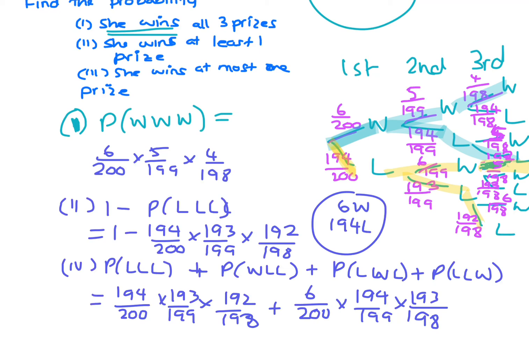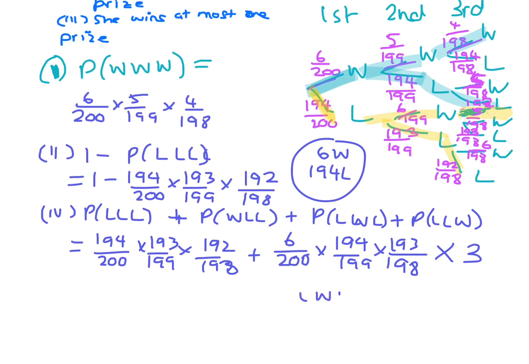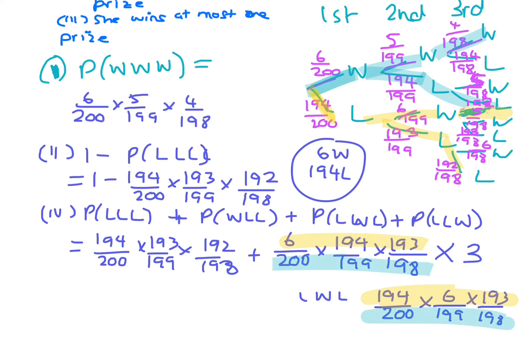And you could do the other 3, or you could realise that you could just times it by 3 because there's 3 separate possibilities. Because you look, if I do lose, win, lose, it would be 194 on 200 times 6 on 199 times 193 on 198. Do you notice that they are exactly the same on the top? They're just in a different order, and the order of multiplication doesn't matter. The bottom ones always just stay the same. So because you can see there's 3 separate possibilities, if you just multiply by 3, it actually makes it a little bit easier. Okay.